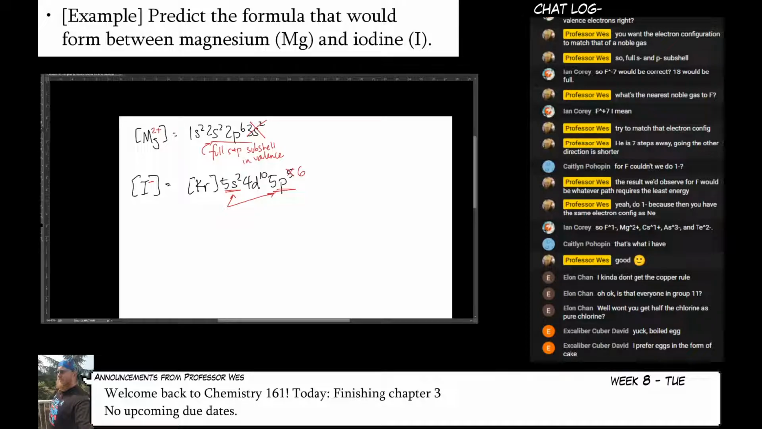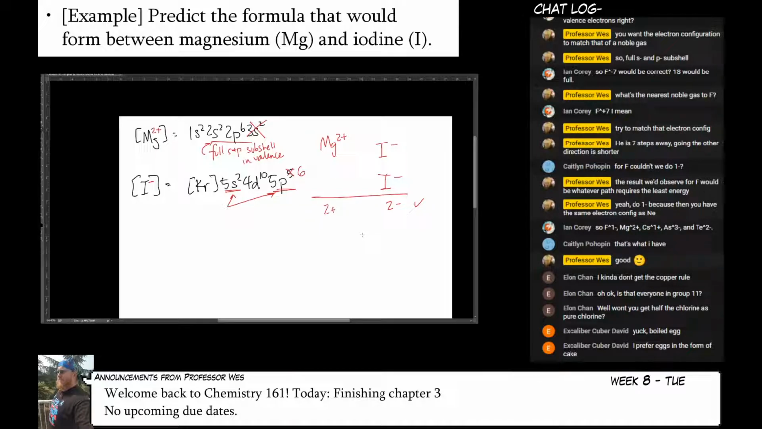These are all part of the same shell. Once I've got a full s and p subshell in the valence shell, that's the ion that must form. There's my ions. If I put these together, the charges don't neutralize. So I actually need a second I minus to balance out the positive 2 of that. So now I have 2 positives and 2 total negatives.